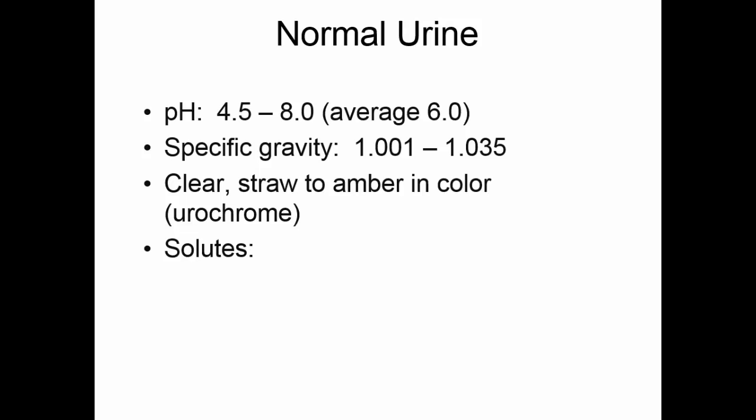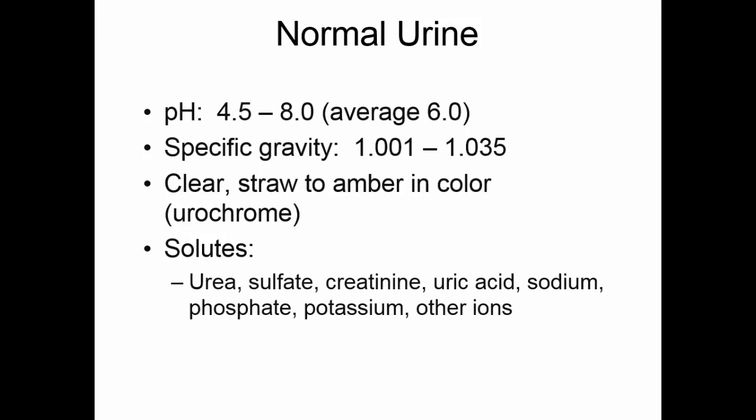Dissolved in the urine will be a number of things that the body is eliminating. Some of these will be because they are waste products, some will be simply because we have too much of them in our body. Urea, creatinine, uric acid are breakdown products from proteins that are the waste products we're getting rid of. Sulfates, phosphates, potassium, and other ions are simply to keep ionic balance in our body.